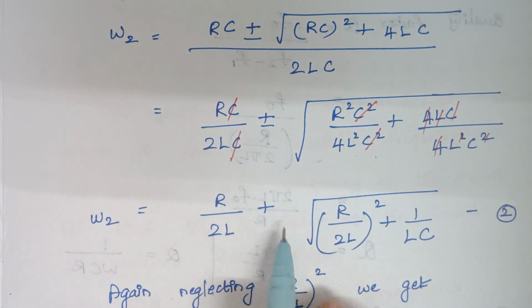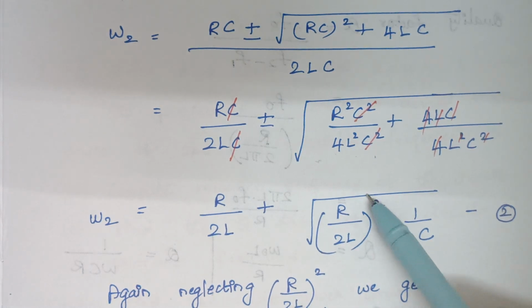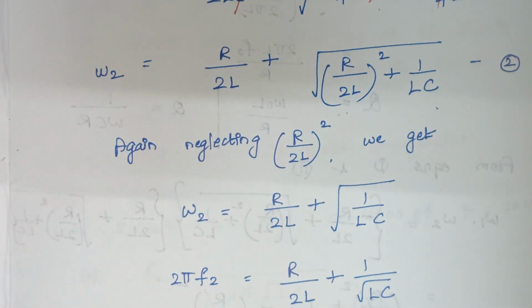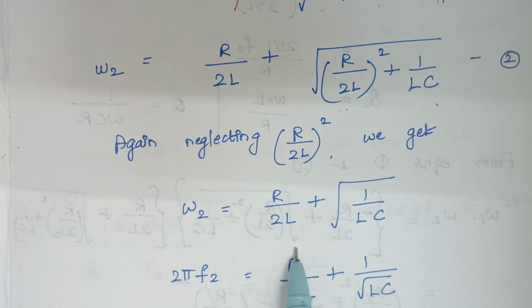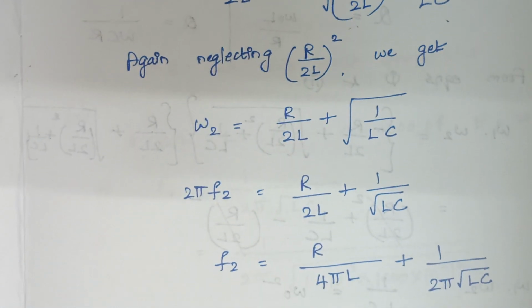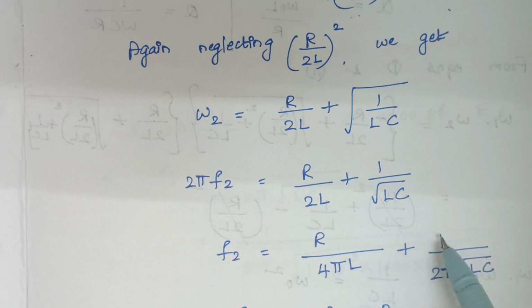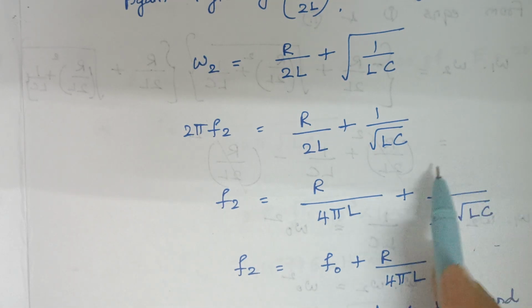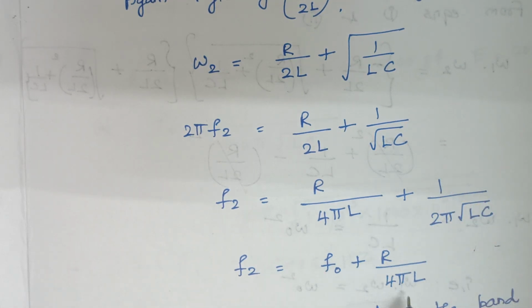R by 2L plus root of (R by 2L) whole square plus 1 by LC. Again the value of R by 2L is very small when compared to 1 by LC, so here we are neglecting this. So our expression becomes omega 2 equal to R by 2L plus root of 1 by LC. So omega 2 is nothing but 2 pi f2. Therefore f2 is given as R by 4 pi L plus 1 by 2 pi root of LC, right? So f2 is nothing but, this is our F0, therefore F0 plus R by 4 pi L.